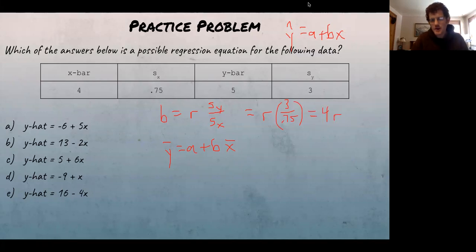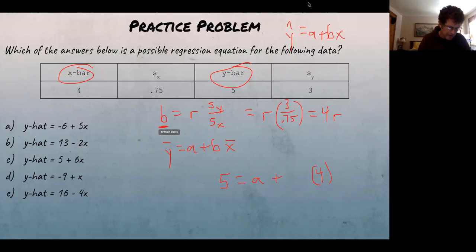Again, it might not seem like we're making any progress here. I'm going to jump down to the next one. I know that x bar and y bar are given, so I'm going to plug those in. I'm going to have 5 for y bar equals a plus, and I'll plug in x bar. I might just take this slope that I found and plug it in, 4 times r.